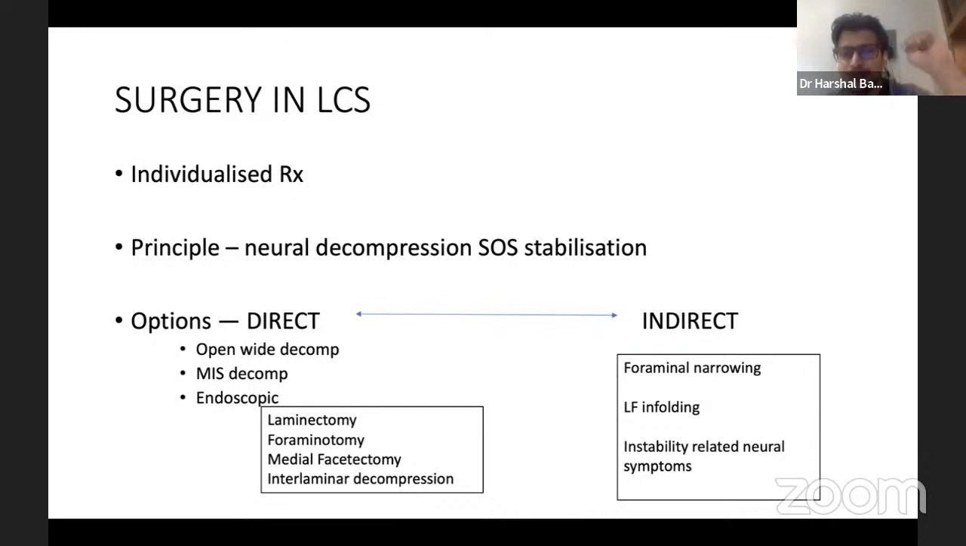The options of surgery, or options of decompression, are two: direct and indirect. Direct are usually open wide decompressions, MIS decompression, or endoscopic decompression. They involve laminectomy, foraminotomy, medial facetectomy, or interlaminar decompressions. And indirect are typically proposed when there's foraminal narrowing, ligamentum flavum infolding, and instability-related neural symptoms. So we'll have a discussion on that also.